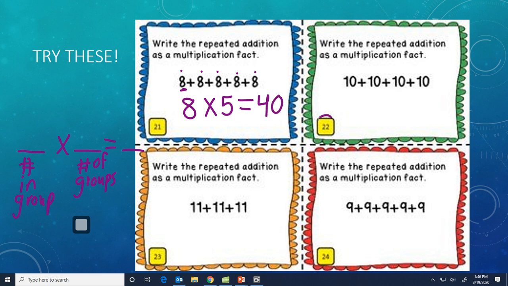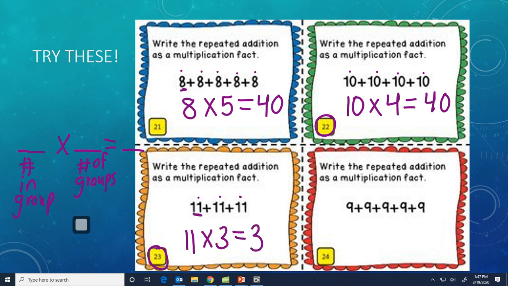All right, let's move over to number 22. So I know that I have 10 in each group times my number of groups, 1, 2, 3, 4. So if you add those all together, you'll find that 10 times 4 is 40. Down here at number 23, we have 11 in each group. I have 1, 2, 3 groups of 11. If you add those together, you get 33. And last but not least, over here, I know I have 9 in each group. And I have 1, 2, 3, 4, 5 groups. If I added all of those 9s together, I would get 45.